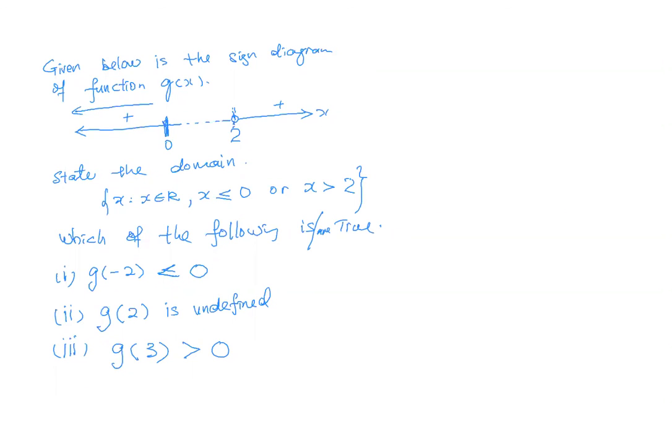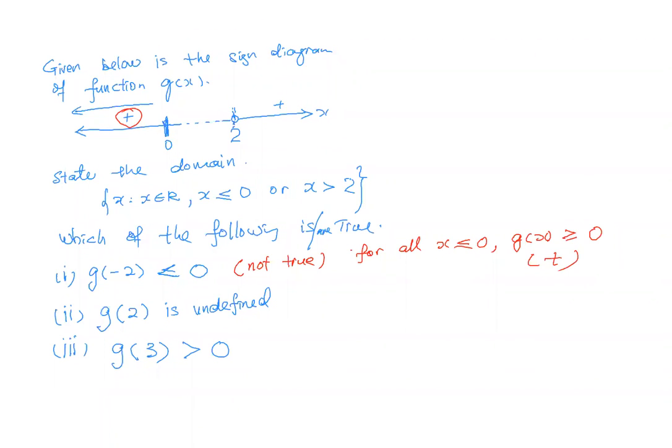Which one? Number 1, true? True. False. You look at the sign, that means you still don't understand the sign diagram. Not true, because when I look at the sign diagram, for all x less than or equal to 0, g(x) is more than or equal to 0, because you have the positive sign.